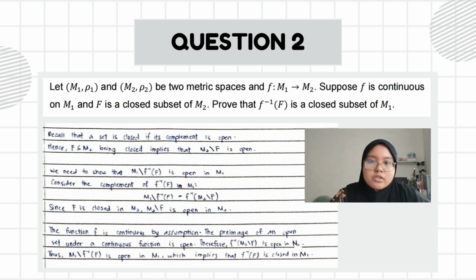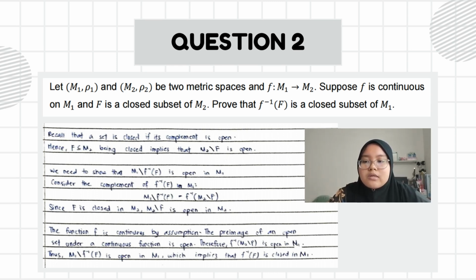So in order to solve this question, we have to recall that a set is closed if its complement is open. So from the given information, F is a closed subset of M2, it implies that the set difference of M2 and F is open. The set difference here means the set of elements in A but not in B. So in order to solve this question, we have to show that the set difference of M1 and the inverse image of capital F is open in M1.